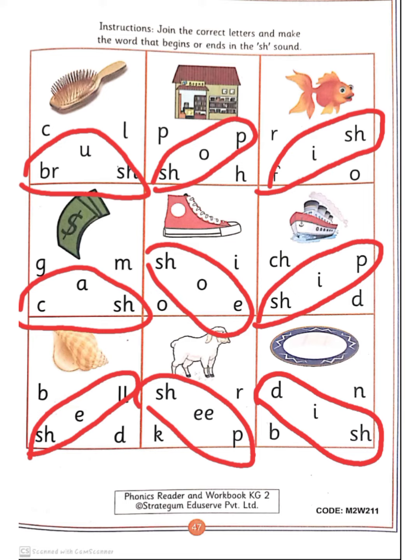ends with the sh sound. First is brush. Second is shop. Third is fish. Fourth is cash. Fifth is shoe. Sixth is ship. Seventh is shell. Eighth is ship. Ninth is dish. Like this, you have to join the correct letters and make the words.